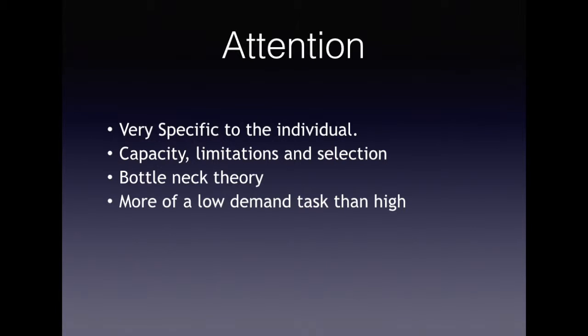Attention needs to be very specific to the individual. Attention has its capacities, its limitation, and selection. Selection is based on people's interests. It also has a bottleneck theory, so only a certain amount of information can be received at once before it slows down. Attention is more of a low demand than a high, considering that the person isn't a professional soccer player.